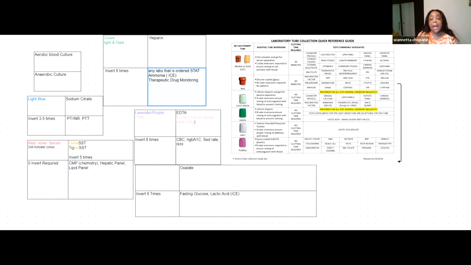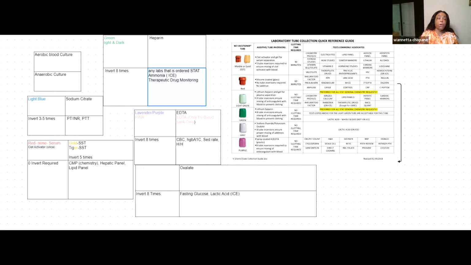So what this is saying is that most tests that go in your SST tube can go in your green top tube. These tests look familiar because they can go in your green top tube. But the only reason why you would draw it in the green top tube is because the doctor needs it right away. It's a stat lab.